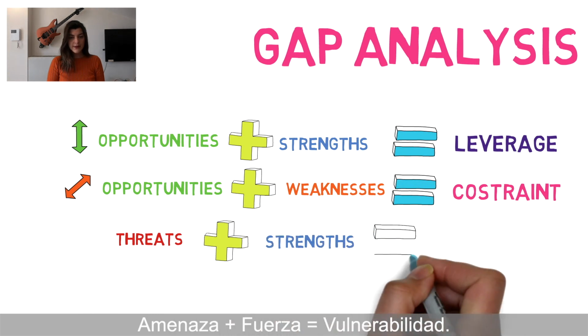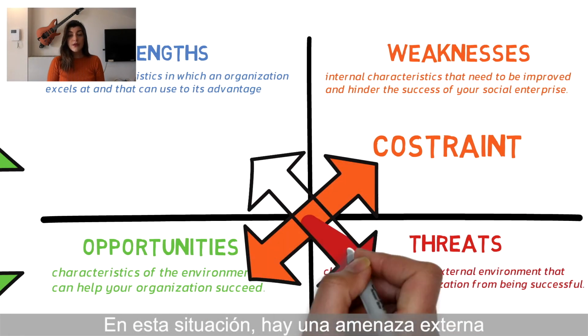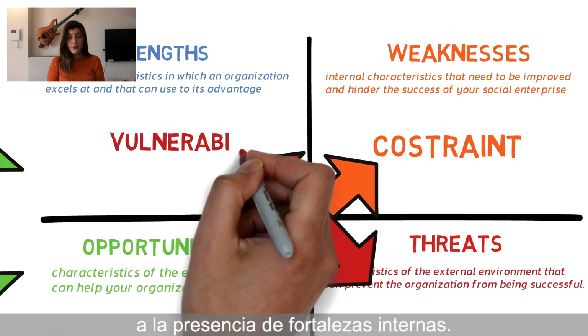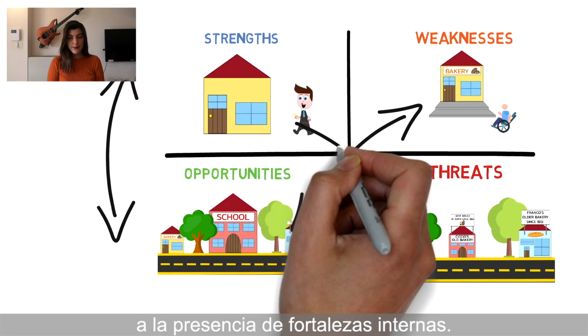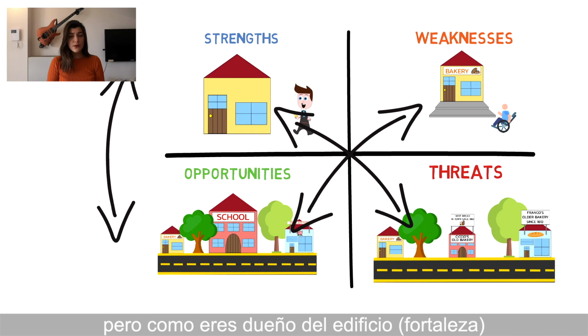Threat plus strength equals vulnerability. In this situation, there is an external threat, but it can be contained because of the presence of internal strength. For example, high market competition, this is a threat, but since you own the building, that is a strength, you can make lower prices so you can contain the threat a bit.